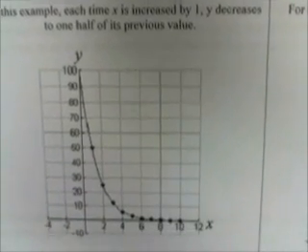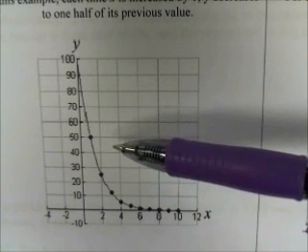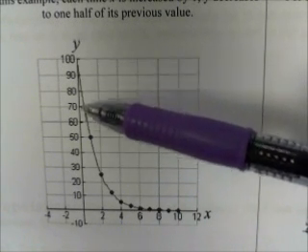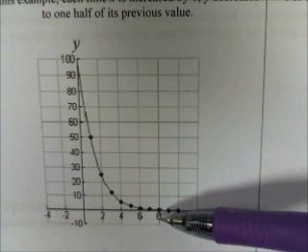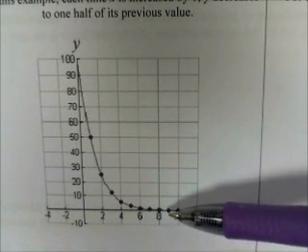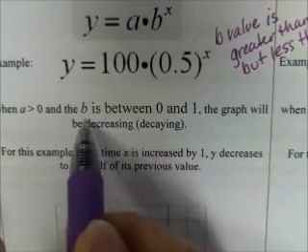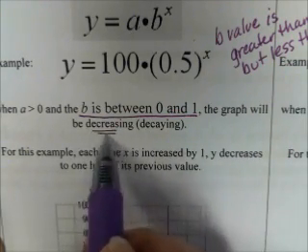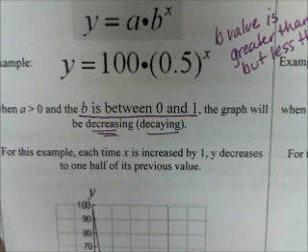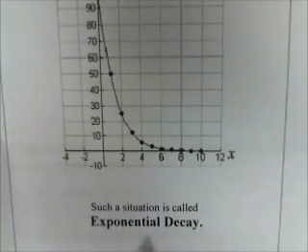And if we look at the graph, right, this is a graph of y equals 100 times 0.5 to the x. Because our b value is greater than 0 but less than 1, our function is decreasing. So let's just go back up. If b is between 0 and 1, your graph will always be decreasing, or in other words, another name for decrease is going to be decay. So this situation here, as is noted at the bottom, is exponential decay.